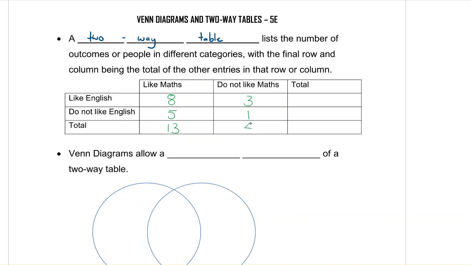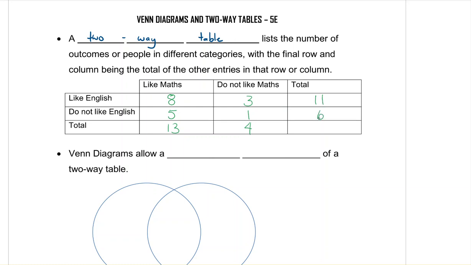Altogether, that is a total of 4 people who are in the don't like math column. If I go horizontally now, I want to focus more on the English side of things. There was 8 people who liked English here, 3 people who liked English here. That's a total of 11 people that like English. Okay, the do not like English. I have 5 plus 1 makes 6. There are 6 people who do not like English.